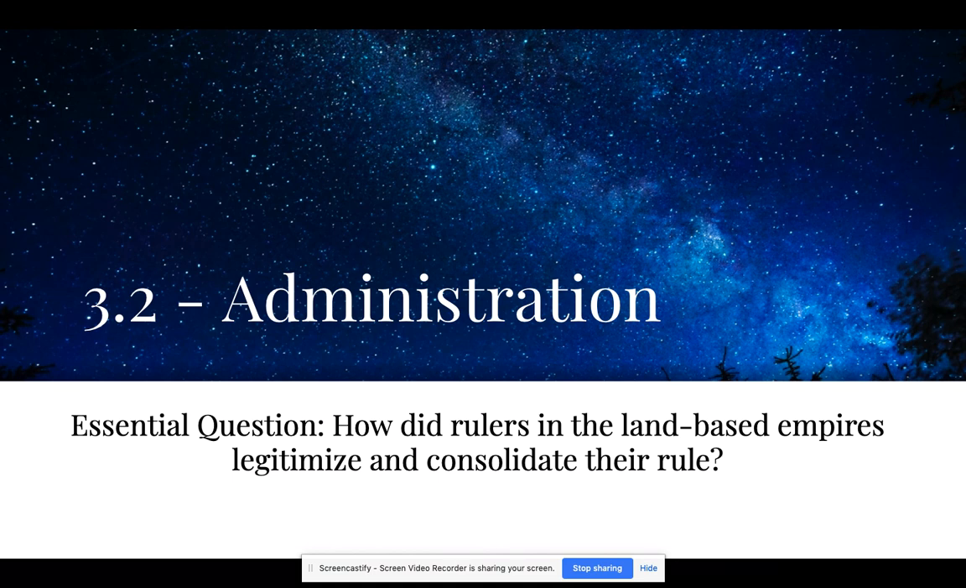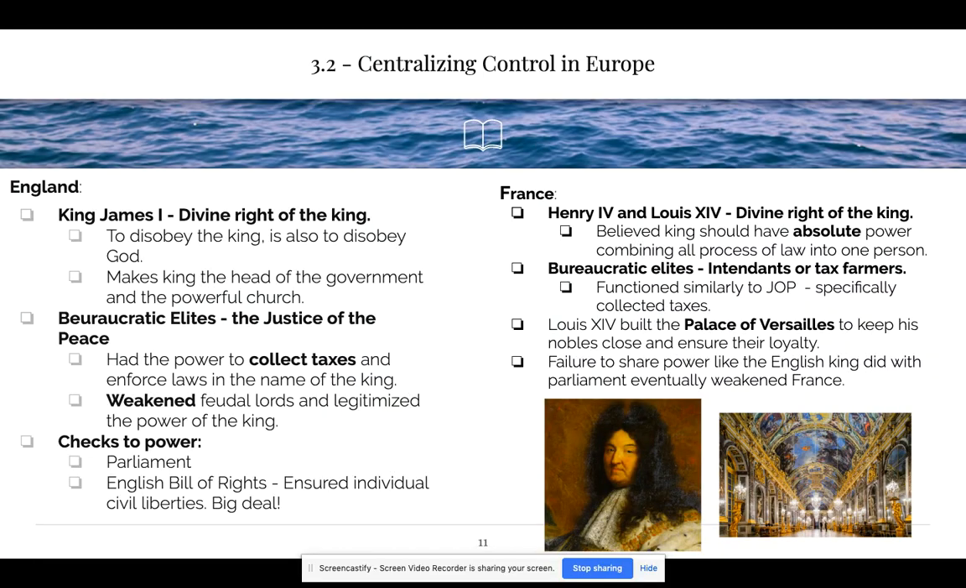So 3.2 is all about administration. We've talked about how they were established: gunpowder, strong leaders who were very effective, unifying forces like religion or religious tolerance. And now let's talk about how they ran these empires. How did rulers in these empires legitimize and consolidate their rule?